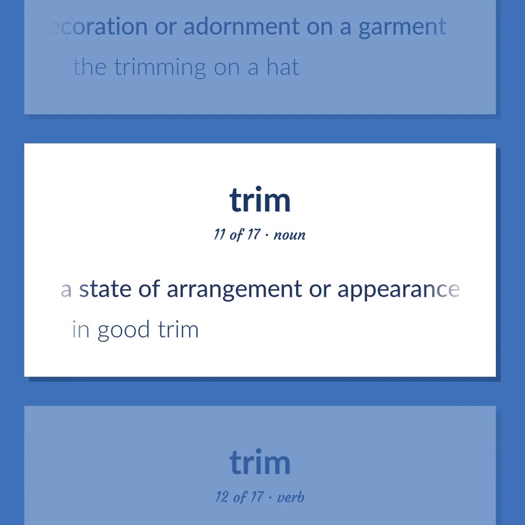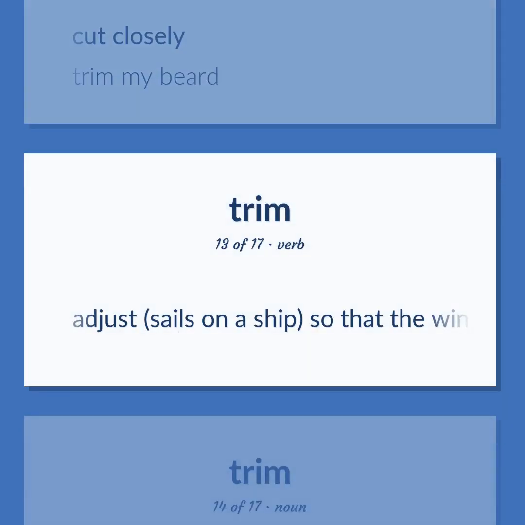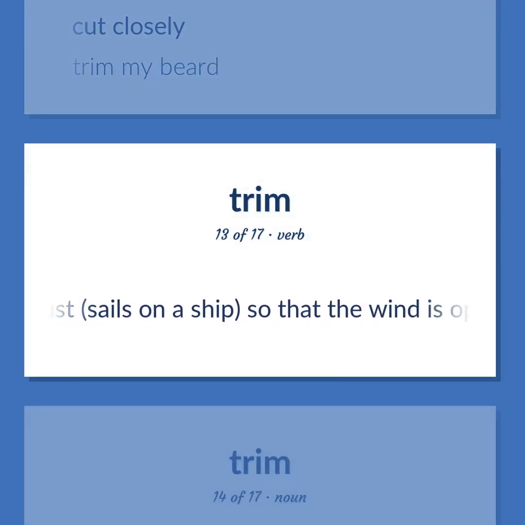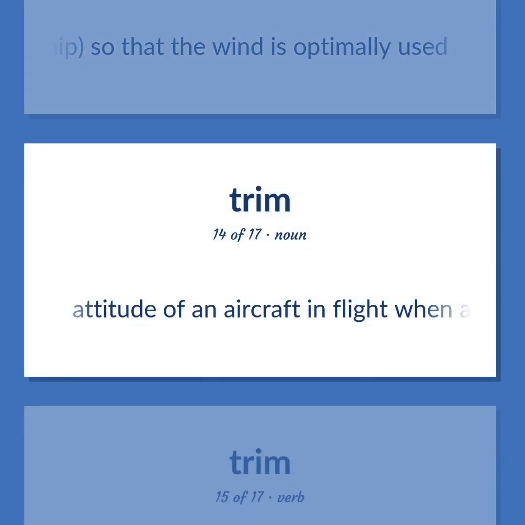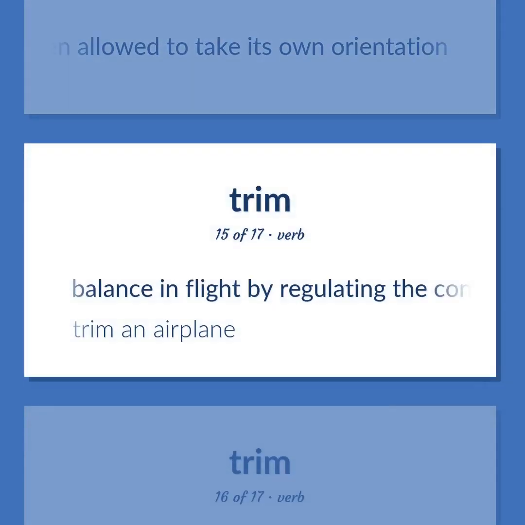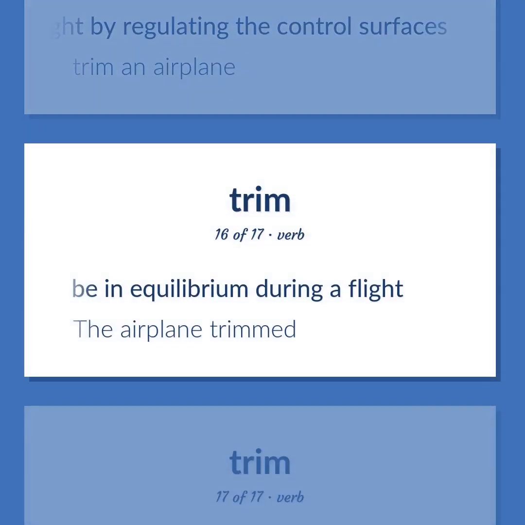A state of arrangement or appearance. In good trim. Cut closely. Trim my beard. Adjust sails on a ship, so that the wind is optimally used. Attitude of an aircraft in flight when allowed to take its own orientation. Balance in flight by regulating the control surfaces. Trim an airplane. Be in equilibrium during a flight. The airplane trimmed.